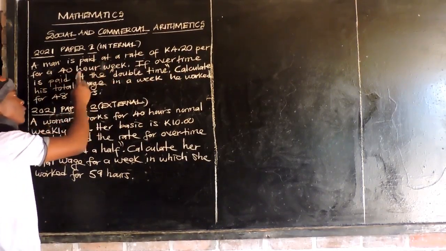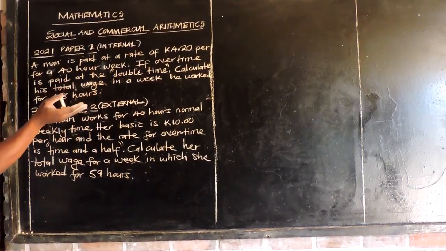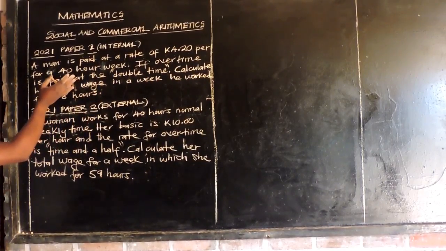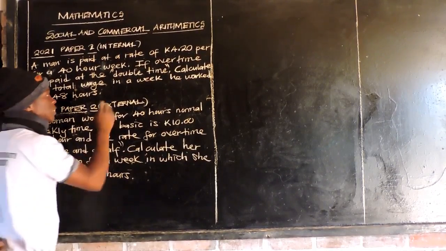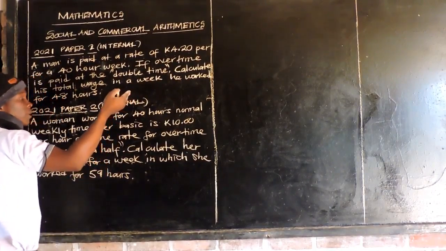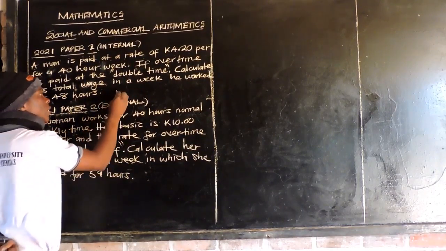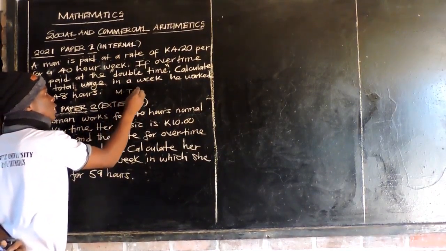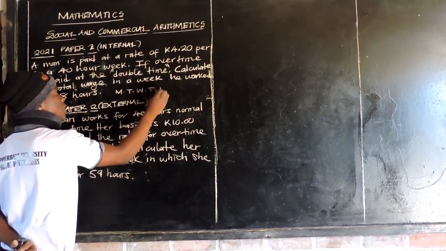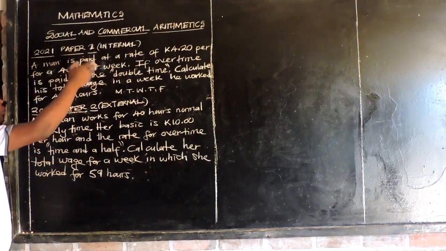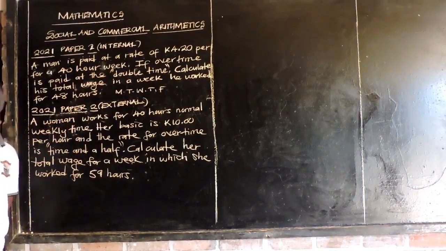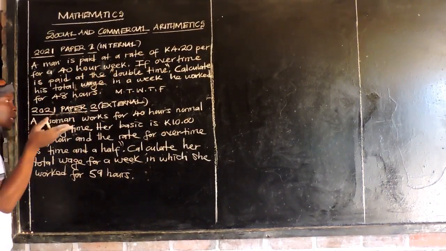Okay, so when they say 40-hour week, it simply means the agreement was that the normal working hours in a week were 40 hours. Let's say this man was working from Monday, Tuesday, Wednesday, Thursday, and Friday. So this man was working 40 hours in a week. Are we together?